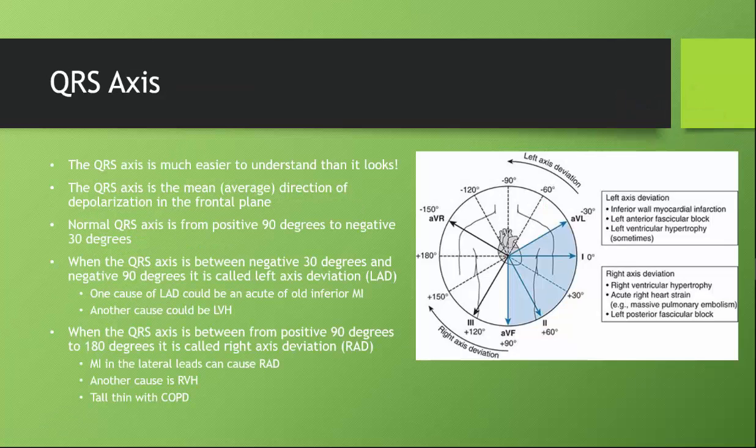I'm going to give you a little spoiler alert before we begin, just to let you know why we're going to go over QRS axis. An abnormal QRS axis can actually reveal some sort of cardiac disease, including a heart attack and its location. The QRS axis is much easier to understand than it may look here. Simply, the QRS axis is the mean, or the average, direction of depolarization in the frontal plane. A normal QRS axis is from positive 90 degrees to negative 30 degrees.